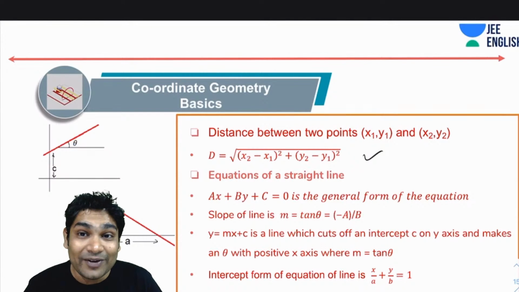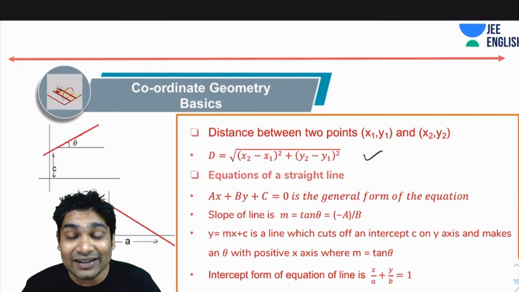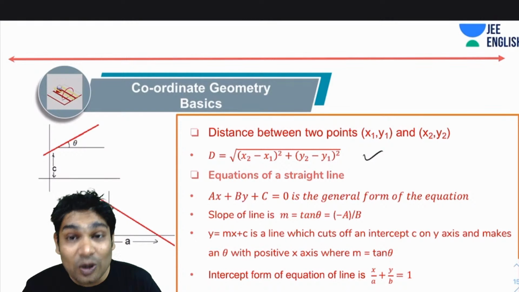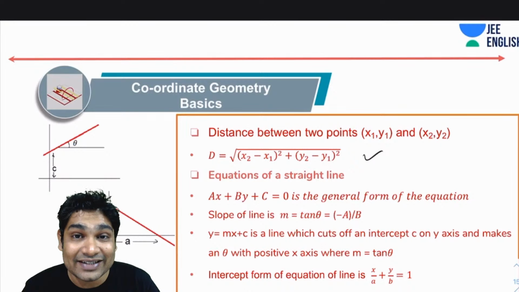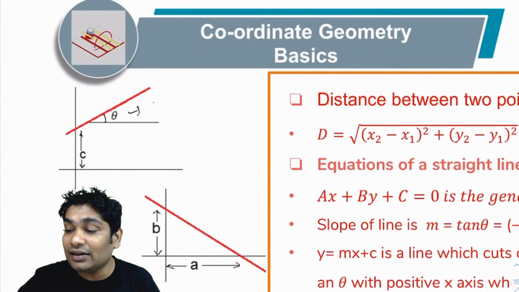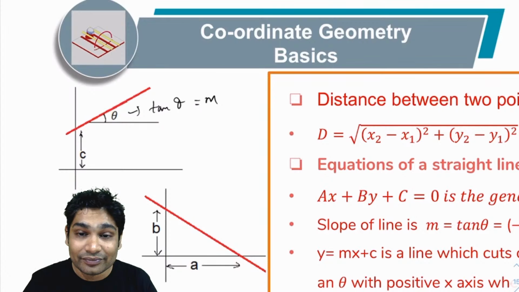Now, let's talk about the equation of a straight line. This will be coming in handy a lot. The general form of the equation of a straight line is ax plus by plus c equals 0. The slope of the straight line is usually represented as m, and it is tan theta. The tan of this angle, tan theta, is what you call the slope, and this is usually equal to m.